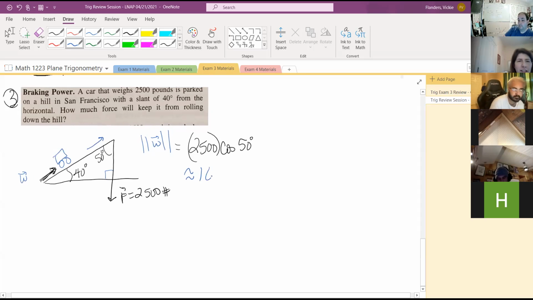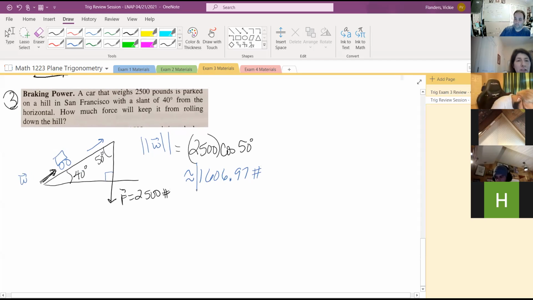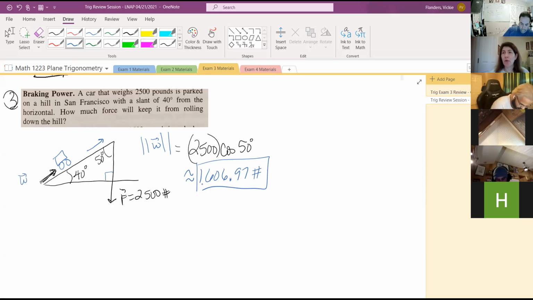So you get 1606. I'll put 0.97, I'll do 2 decimal places. And this is just pounds. This is just a force, so it's not foot pounds. We're not doing work. We don't have a distance involved right there. We're just looking at a force.